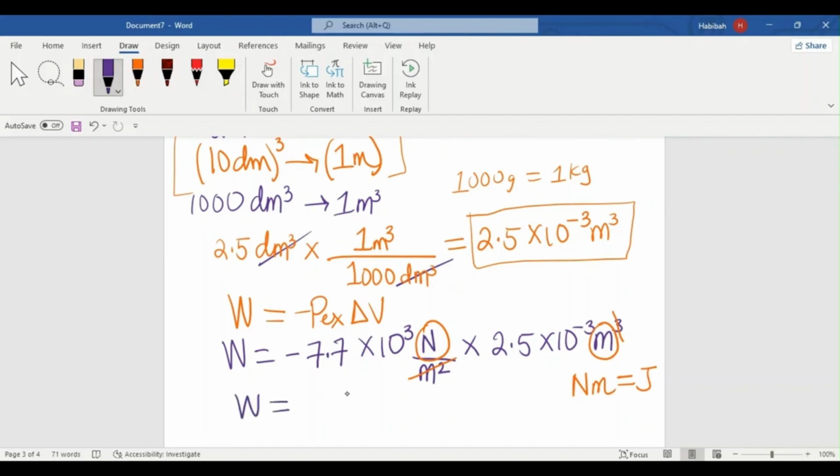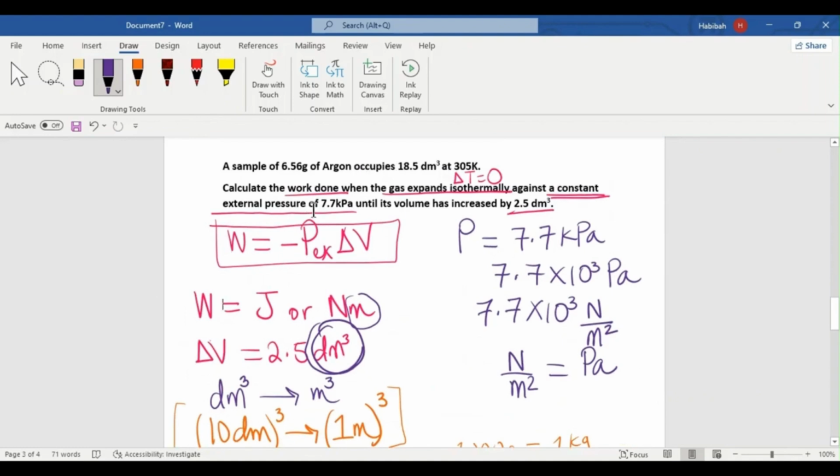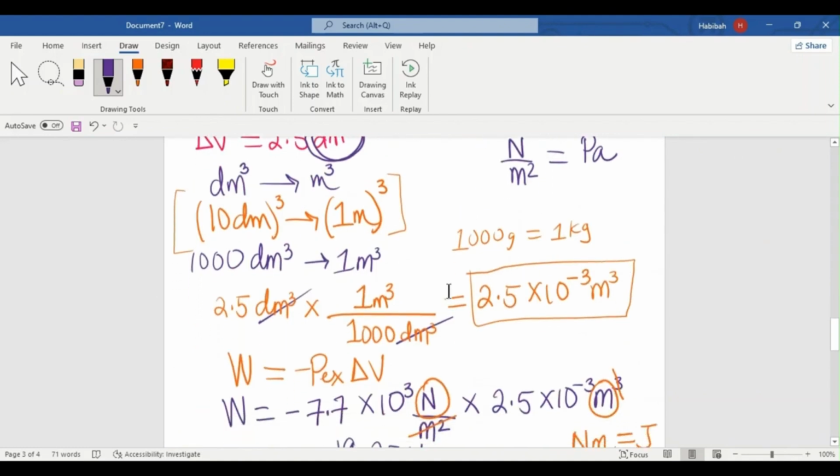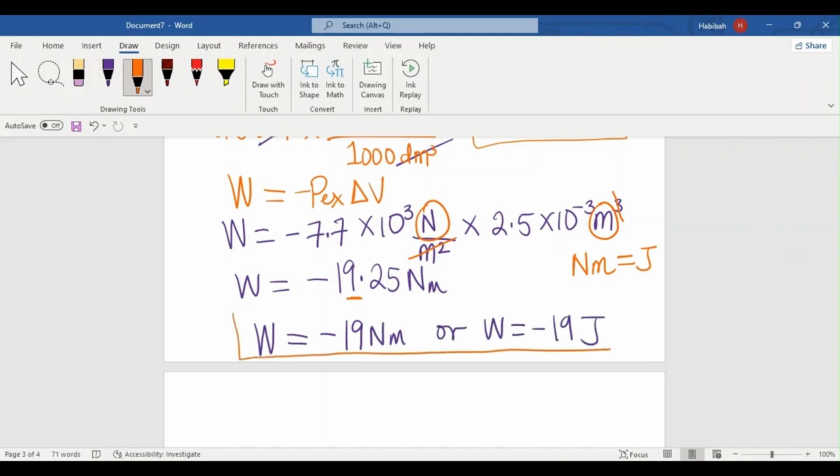So negative 7.7 times 10 to the power 3 times 2.5 times 10 to the power negative 3 would end up giving you negative 19.25 Newton meter. Now, if you look at our question, the pressure as well as the change in volume is in 2 sig figs. So we have to put our answer to 2 sig figs. Hence, work done is negative 19 Newton meter, or negative 19 joules. Whatever you're using in terms of unit, you can use Newton meter or joules. So this is basically the answer to this question.